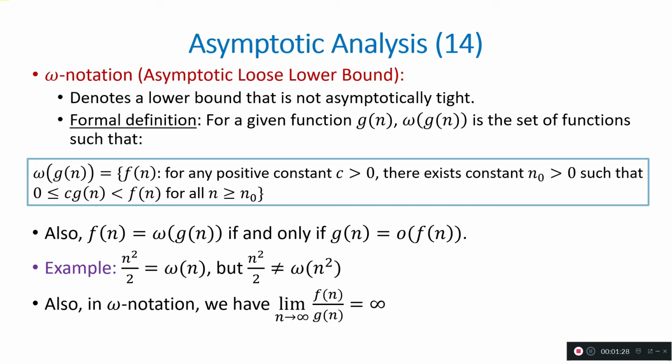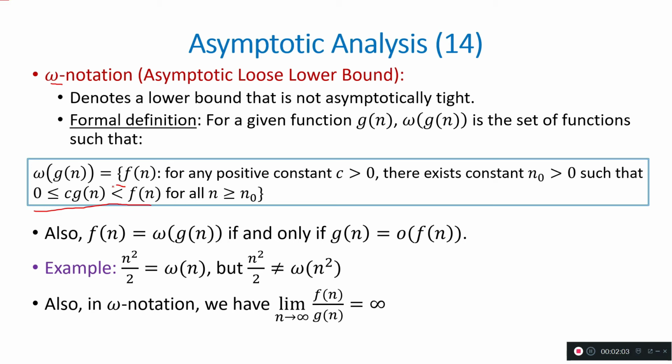Just as the definition for the small o notation, which was an upper bound that is not asymptotically tight, we have a definition for a lower bound that is not asymptotically tight and corresponds to the big omega notation. This is the small omega notation. And the formal definition is as such. For a given function g of n, small omega of g of n is a set of functions such that for every f of n in that set, there exists some constant c greater than 0 and some constant n naught greater than 0, such that this condition is satisfied.